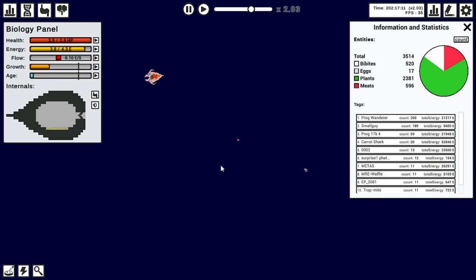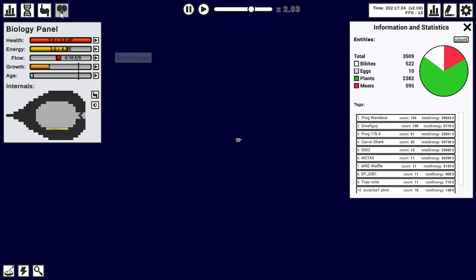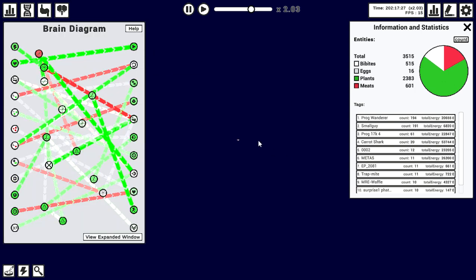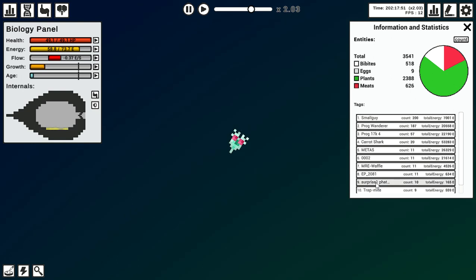Whew, look at that thing go. Not the baby, the baby's just kinda sitting here. So they have a speed ratio of 0.3. This one is set to full turbo. And it doesn't seem to do much in the great void. So let's go to one of the other ones.